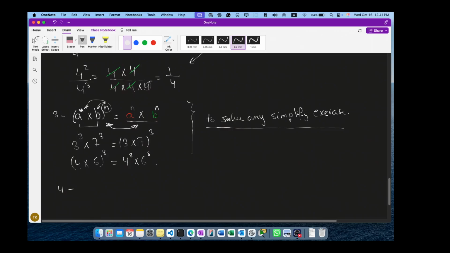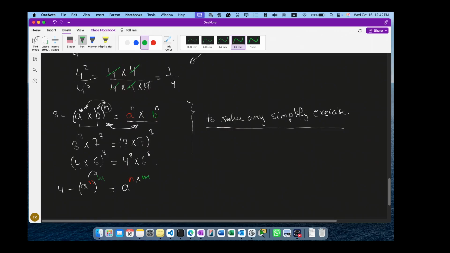Next, a power n, and all of them raised to the power m. What is the answer? Equal a. Now I will multiply the powers to each other, not addition. يعني it will be m times n, يعني n times m.